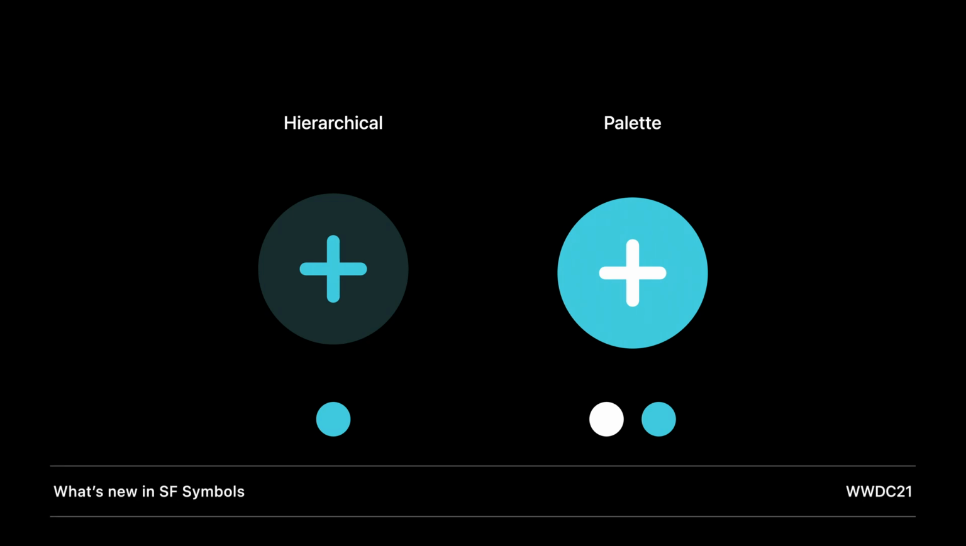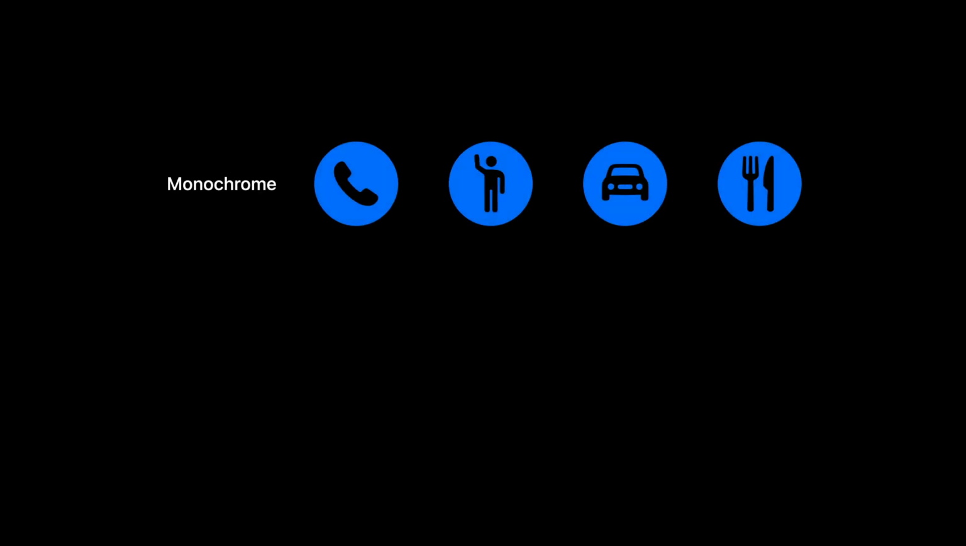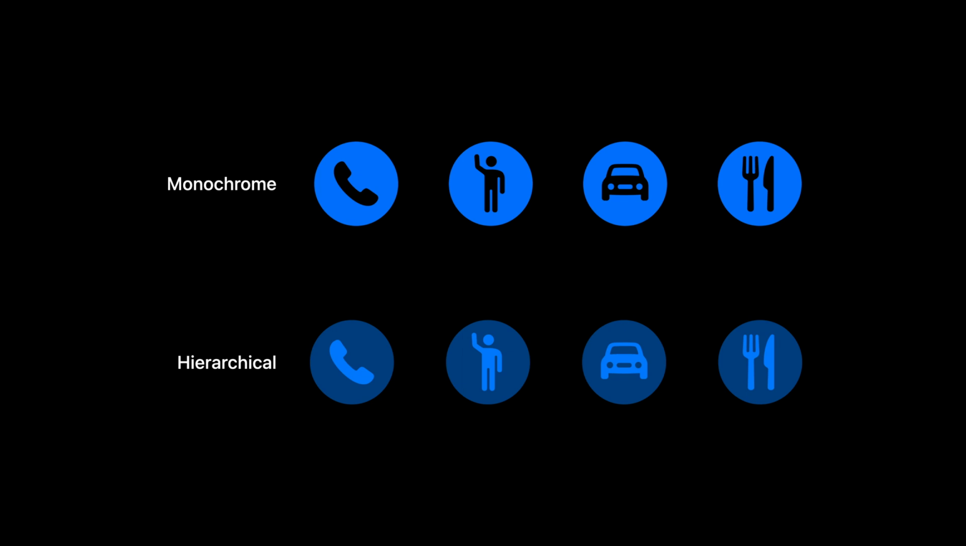You can learn more about the new symbol rendering modes in the What's New in SF Symbols video. The symbols in our table view are currently rendering in monochrome mode. However, I want to emphasize the symbol's primary elements. The hierarchical rendering mode is perfect for this. Here are our symbols rendered using this new mode. The varied opacities between the symbols layers give it the emphasis that I want.